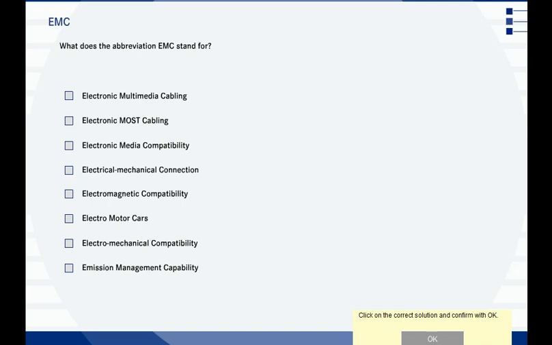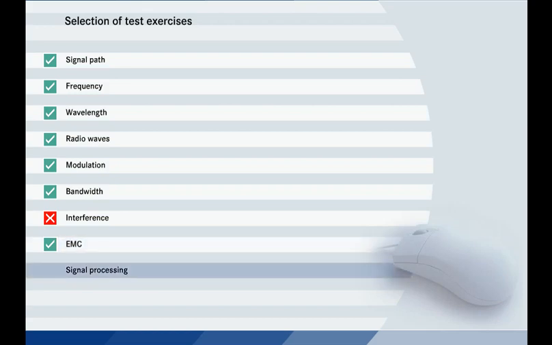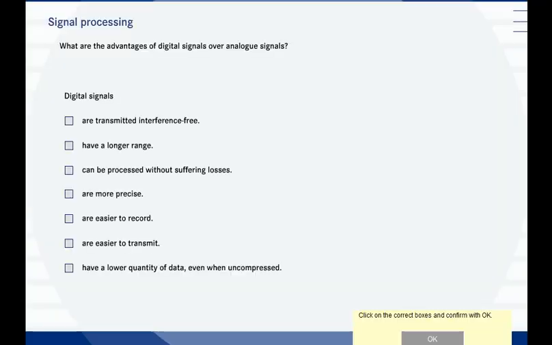What does the abbreviation EMC stand for? Click on the correct solution, then on OK. What are the advantages of digital signals over analog signals? Click on the correct boxes, then on OK.